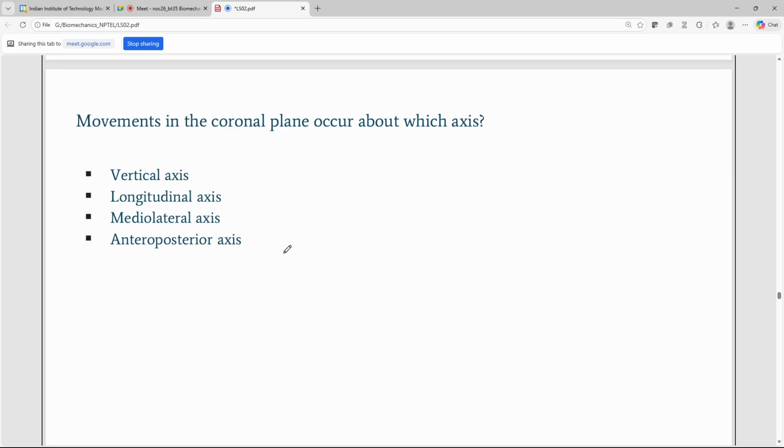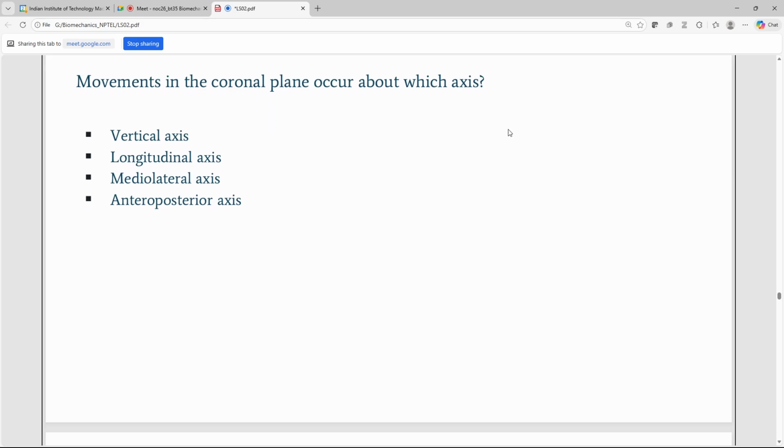Next question. Movements in the coronal plane occur about which axis? You can think similar to what we discussed for the sagittal plane. If some movement is happening in the coronal plane, which axis will be the reference? Options are A, vertical axis; B, longitudinal axis; C, medial lateral axis; D, anterior posterior axis.